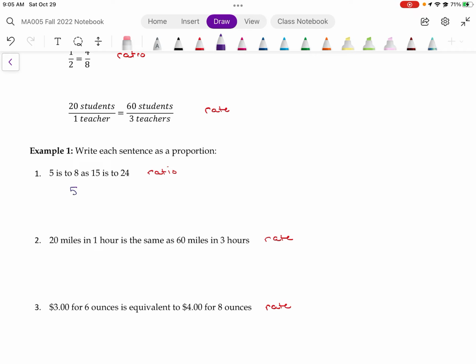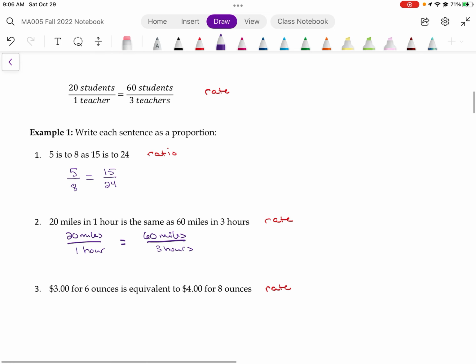So 5 is to 8 as 15 is to 24. All right, 20 miles in 1 hour or per 1 hour, or 20 miles is to 1 hour as 60 miles is to 3 hours. Now, I prefer to do the "is to" with things that don't have units. Okay, so if this has units, it's easier to think about it as what it really is. 20 miles per 1 hour is to 60 miles per 3 hours.